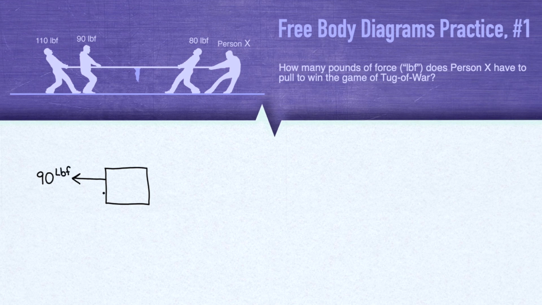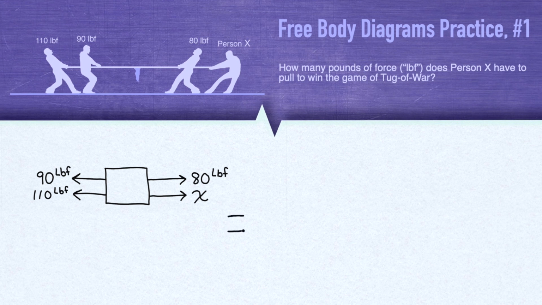And then on the left side, you also have somebody pulling 110 pounds of force. On the right side, in the opposite direction, you have 80 pounds of force by this person. And then in the same direction as the 80-pound person, you have person X, which is who we're trying to solve for. So since this tug of war game is taking place in the x-axis, we are now going to find the summation of the forces in the x direction.